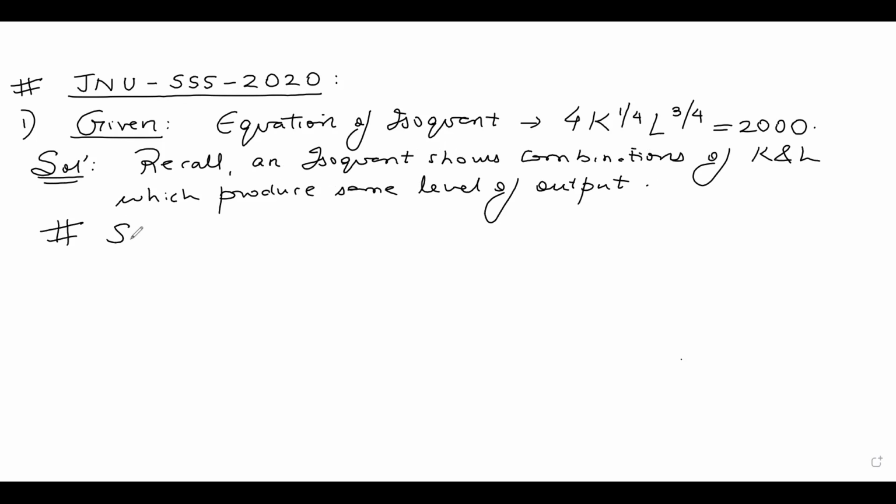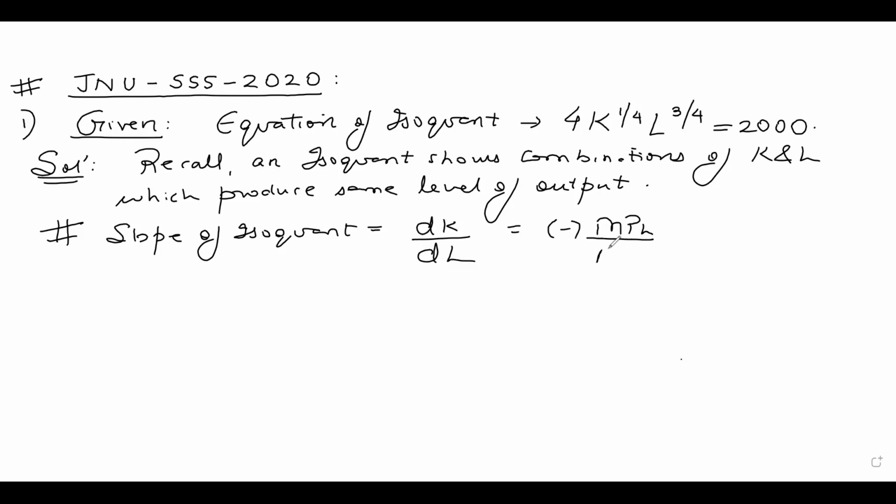And all students can recall that the slope of the isoquant is what? The slope of the isoquant, which is dK by dL, is nothing but minus marginal productivity of labor upon marginal productivity of capital. How do we find the marginal productivity of labor? You differentiate the production function. Suppose in general my production is given by Q. When I differentiate the production with respect to labor partially, I get MPL. When I differentiate the production function partially with respect to capital, I get MPK.